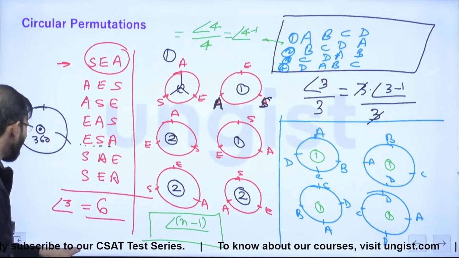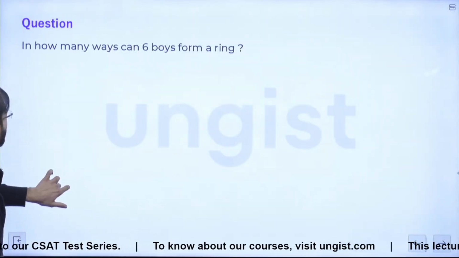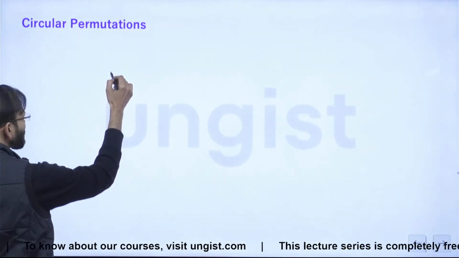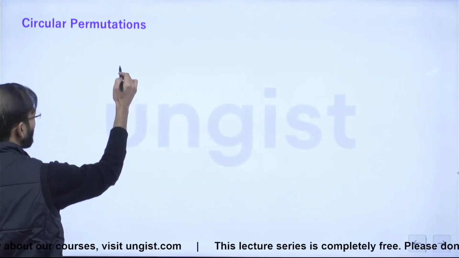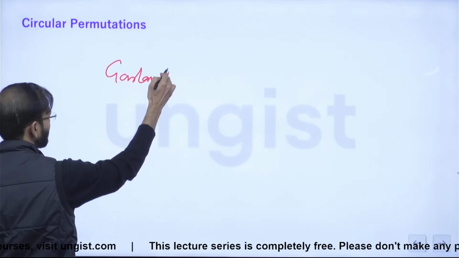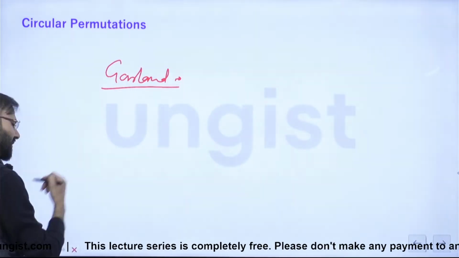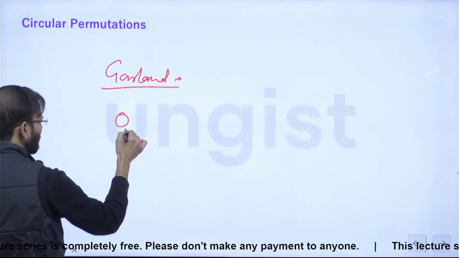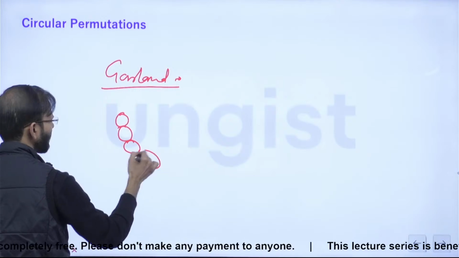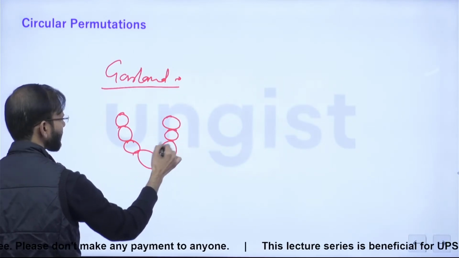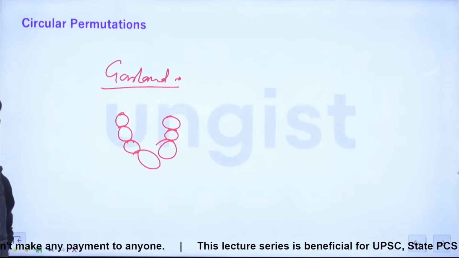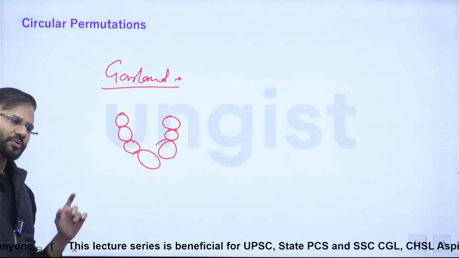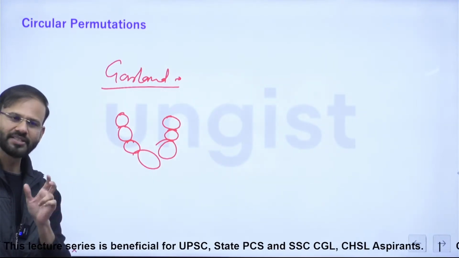All right. So after that, guys, let's look at one more case: the case of necklace, or garland. You might have observed, garland looks like this, or let's say it is like this. In garland or a necklace, you just have to take care of the symmetricity.